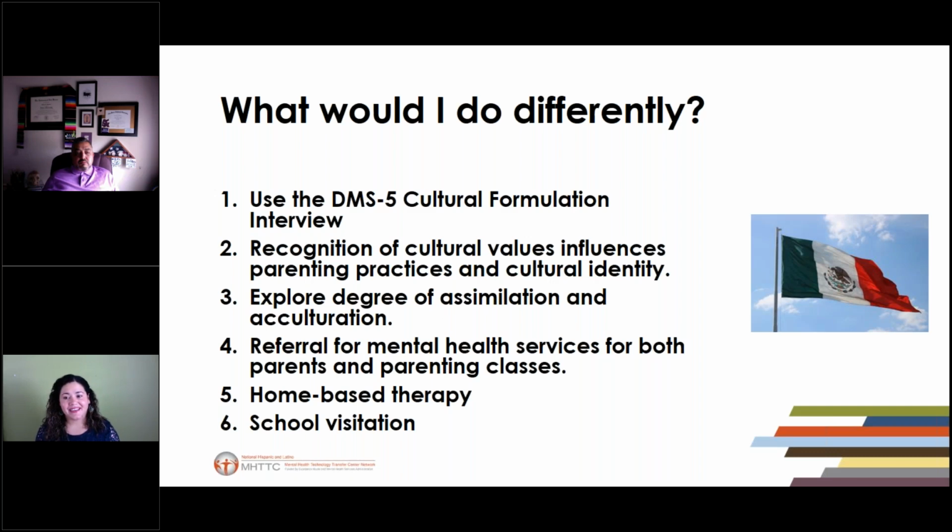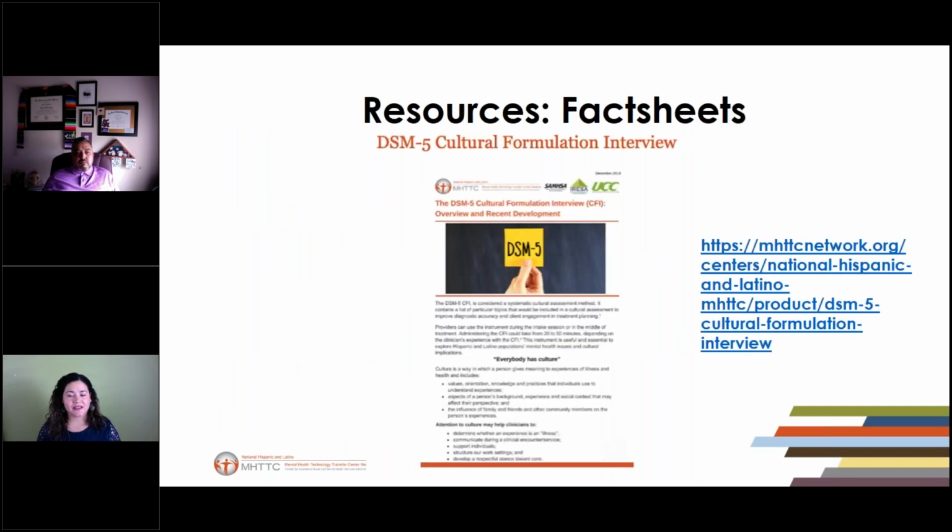On the next slide, this is one of the tools that we have on our website of the National Hispanic and Latino Mental Health, MHTTC. This one is the fact sheet. It's just one paper with information regarding the cultural formulation interview that you can implement while you're doing your assessment.